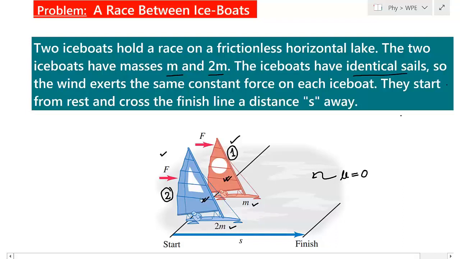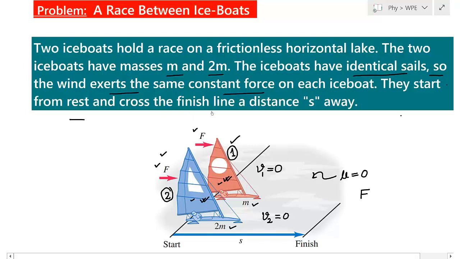This means the wind forces acting on this and acting on this are equal, and these two forces are F. Also, all other things are the same because these two are identical sails. So the wind exerts the same constant force on each ice boat. Wind is exerting a constant force F. Both ice boats experience the same amount of force. They start from rest. So V1 is given, that is the velocity of ice boat 1, that is 0, and V2 is also 0 because ice boat 2 also starts from rest.